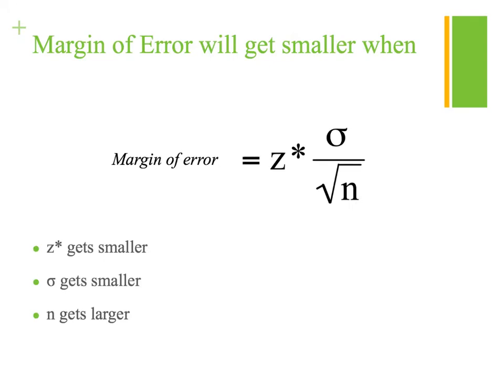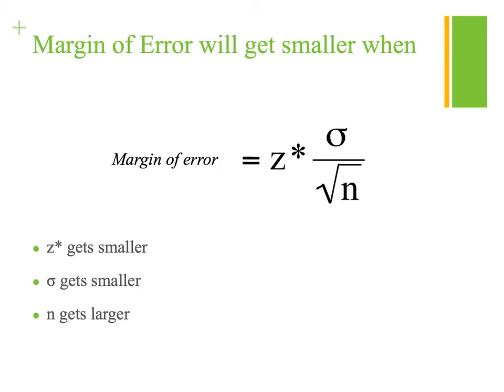Oftentimes when we are conducting some type of study, we know what we would like our margin of error to be, or at least we want to figure out how we can minimize our margin of error so that we can give a narrow interval for the true estimate of the mean. There are three ways to do this just looking at the formula.